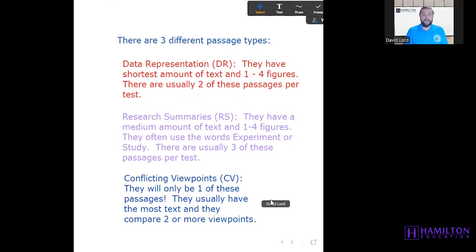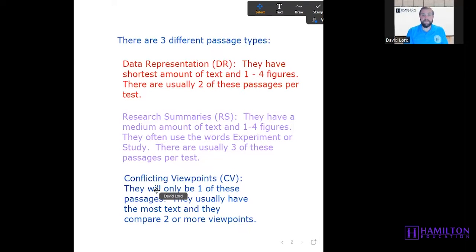So let's go over the passage types. There are 3 of them. Data representation, I like to call DR. They have the shortest amount of text and 1 to 4 figures. And there are usually 2 of those per test. Research summaries have a medium amount of text. There's still about 1 to 4 figures, but there will be 3 of these per test.